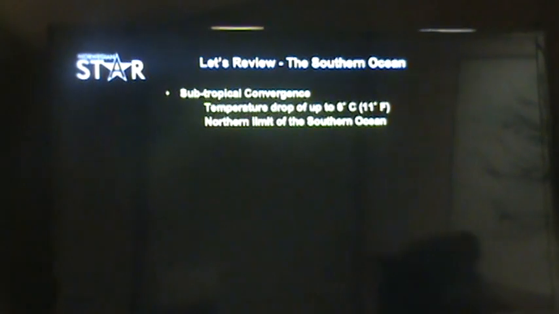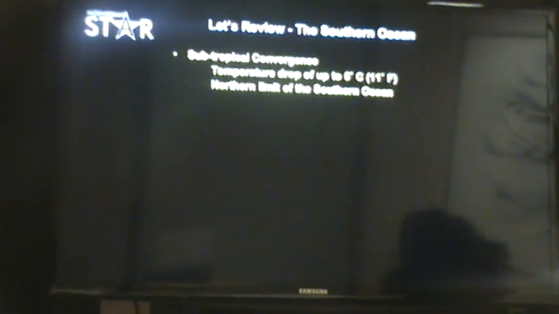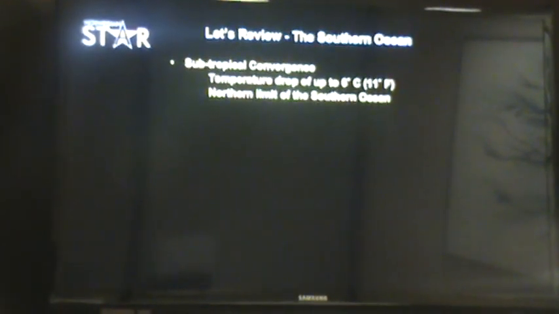So let's review. In the Southern Ocean, the subtropical convergence, everybody remembers what that is, right? That's where we have a temperature drop of about 6 degrees Celsius, 11 degrees Fahrenheit, and it's the beginning and northern limit of the Southern Ocean. So as soon as we left Ushuaia and the Beagle Channel and got out into the open sea, we were in the Southern Ocean.